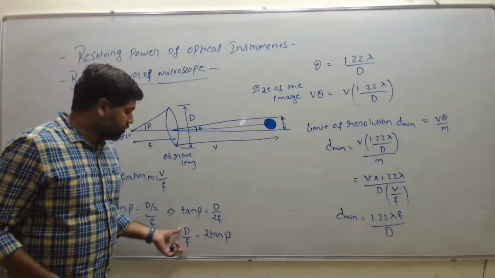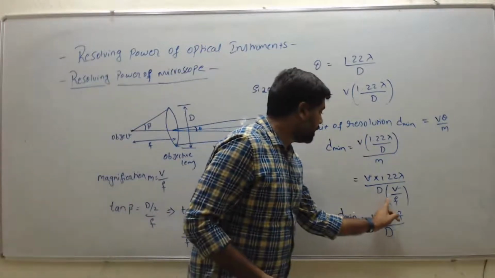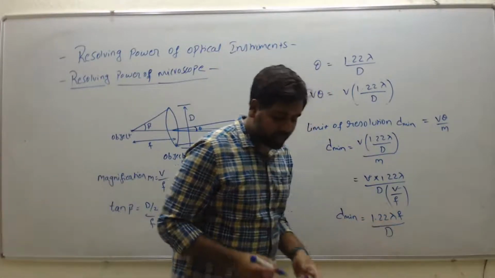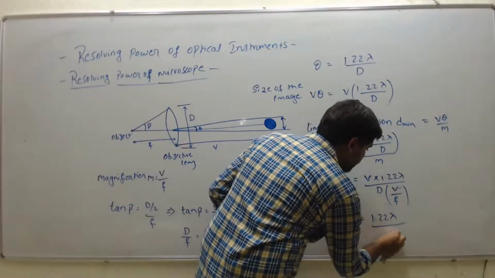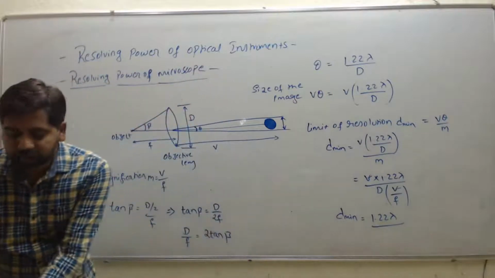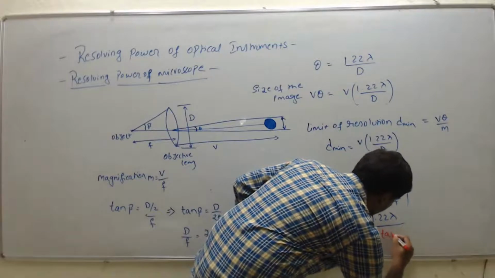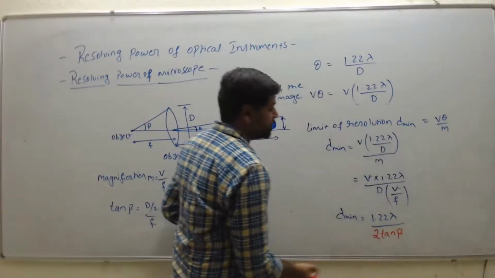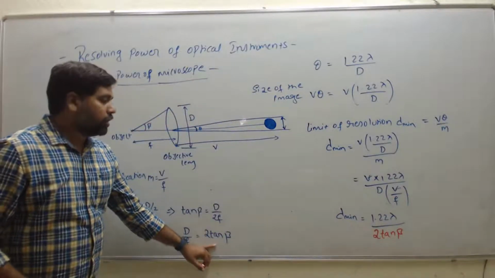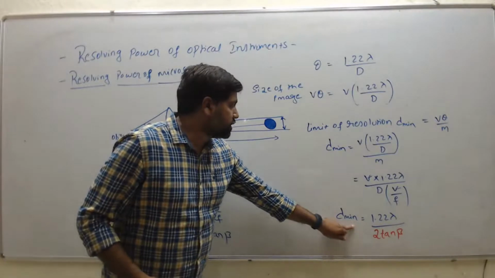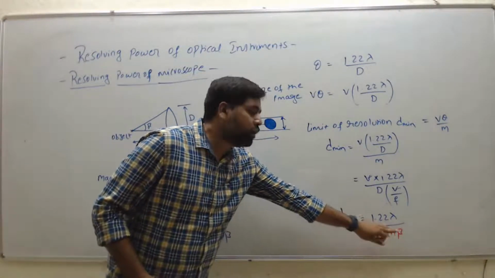Or we can substitute here D by F is equal to 2 tan beta. So hence we are writing D divided by F as 2 tan beta, that is from here. So this one is the result, the limit of resolution, that is D minimum is equal to 1.22 lambda divided by 2 tan beta.